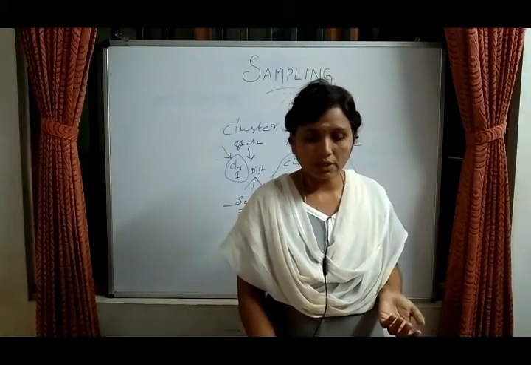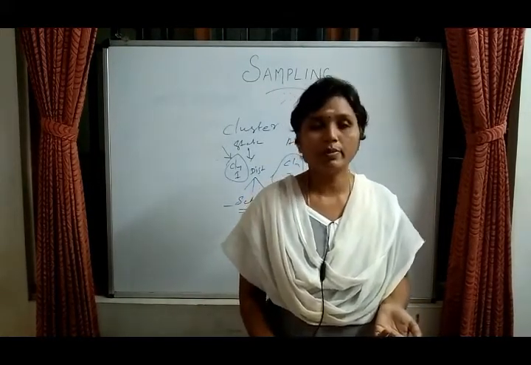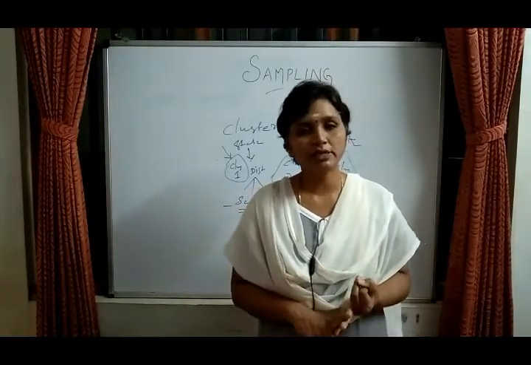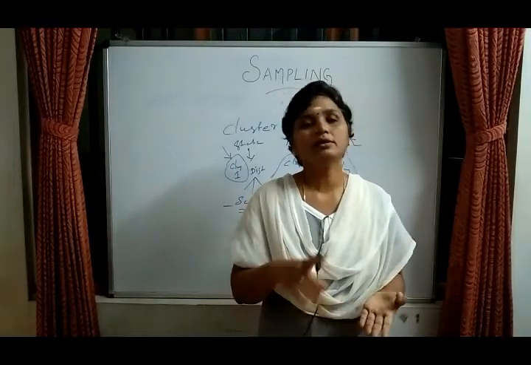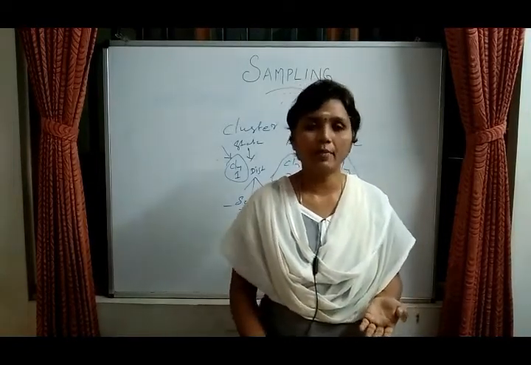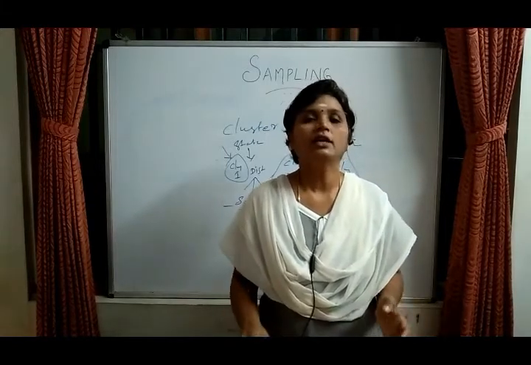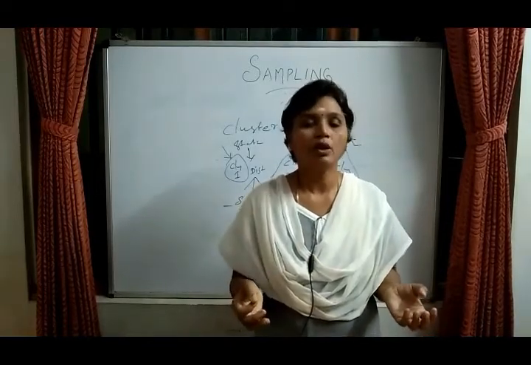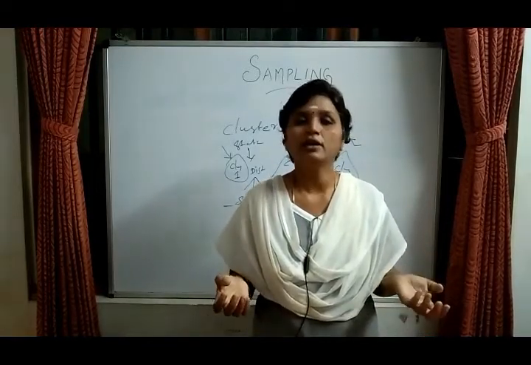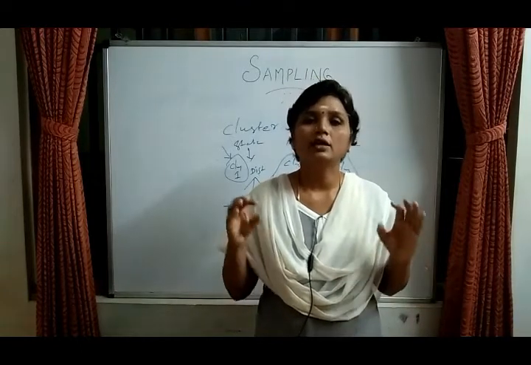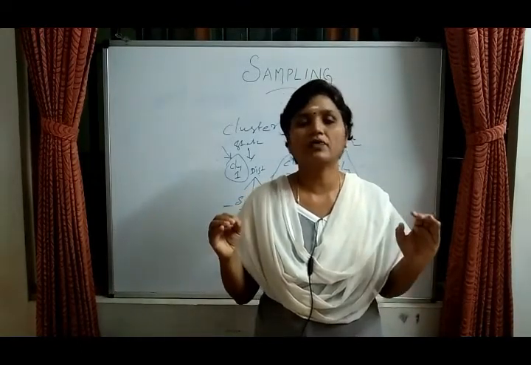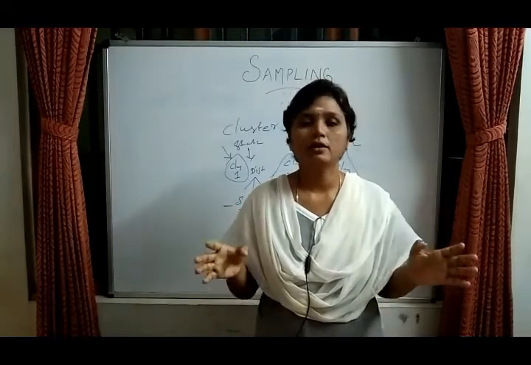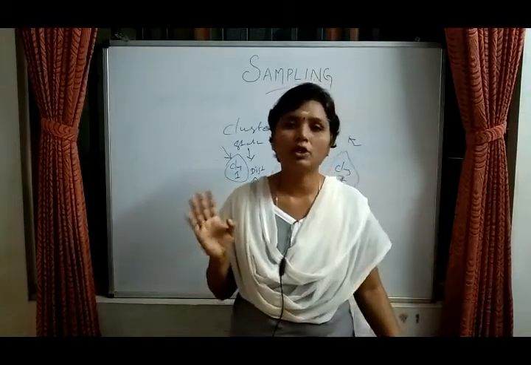So these are the non-probability sampling: mainly convenience sampling, judgmental sampling, quota sampling, and snowball sampling. Okay. So these are regarding the types of sampling and the classification under the types of sampling. So I hope you all understood regarding the types of sampling and the classification of probability sampling. So these are regarding the sampling techniques. Okay, bye bye. We'll meet you in the next class.